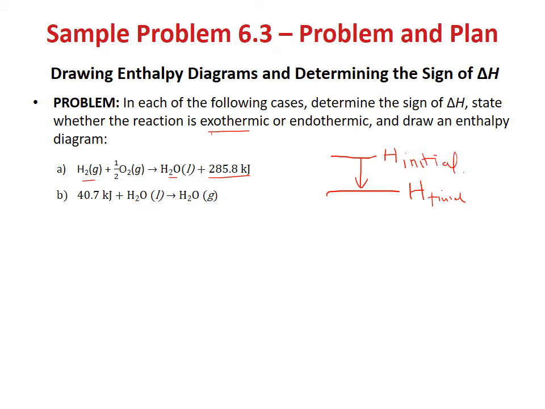Now in the second reaction, heat is a reactant that reacts with liquid water to form gas water. So if heat serves as a reactant, then the enthalpy increases. Okay, so this is an endothermic reaction. The reaction absorbs heat, and so it's an endothermic reaction. And the reactant's initial state, that's the initial, plus heat, so that's the heat, and it goes to the final state.